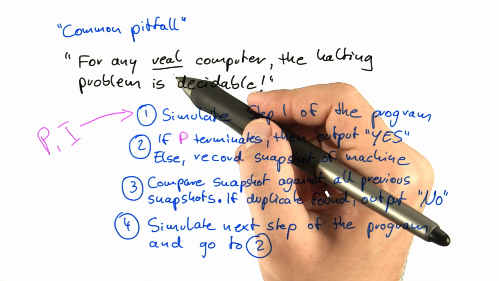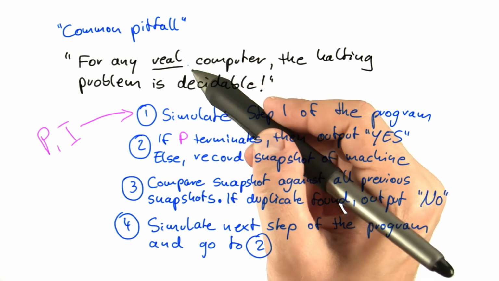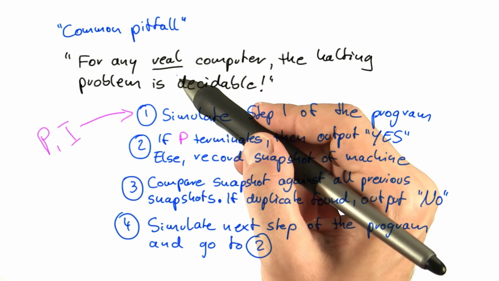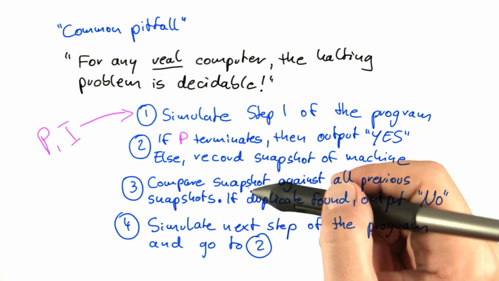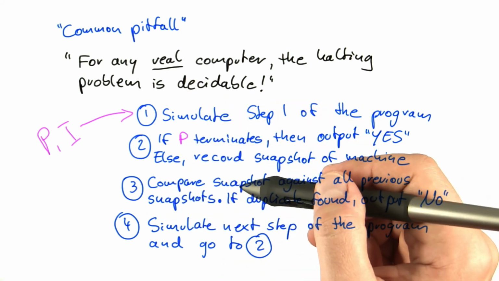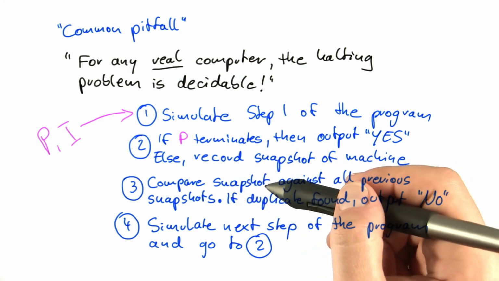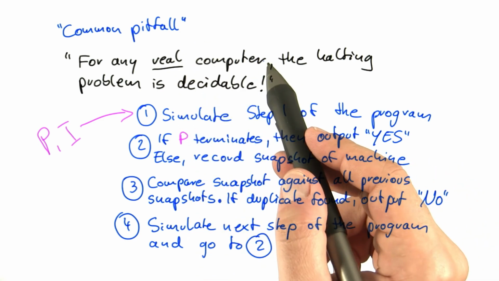Here it's important that we have a real computer, because if we have a real computer, we do not have infinite memory. So if we do not have infinite memory and the program goes into an infinite loop, then at a certain point in time, we must have a repeating snapshot. Now, if we had infinite memory, that would not be the case.